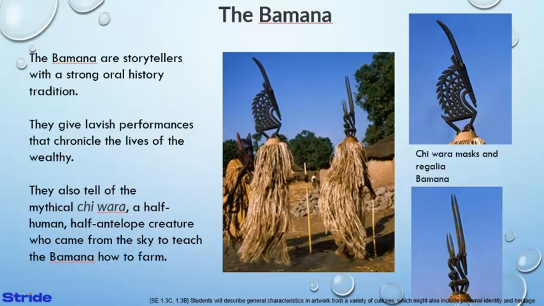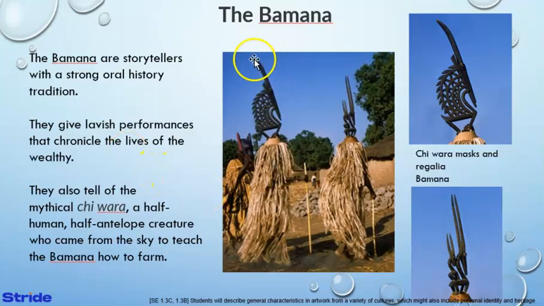Let's talk about the Bamana. The Bamana are storytellers with a strong oral history tradition. They give lavish performances that chronicle the lives of the wealthy. They also tell of the mythical Chiwara, which is a half-human, half-antelope creature who came from the sky to teach the Bamana how to farm.